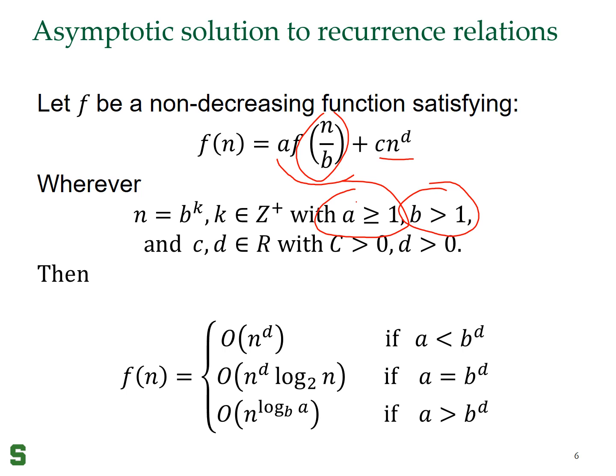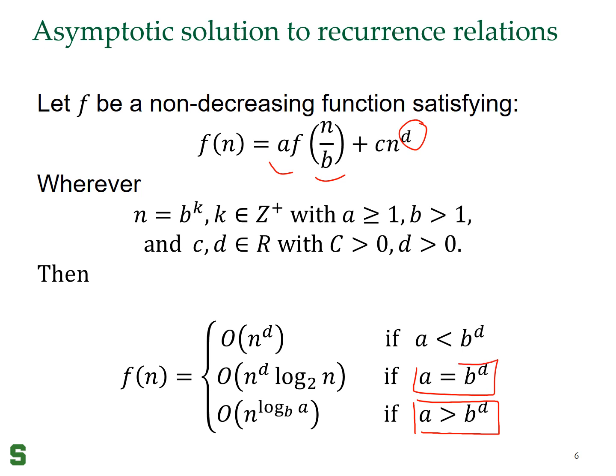So here is a way we can find an asymptotic expression for these recurrence relations. It's going to come down to the relation between a, b, and d. Specifically, we will need to check whether a is greater than, equal to, or less than b to the power d.